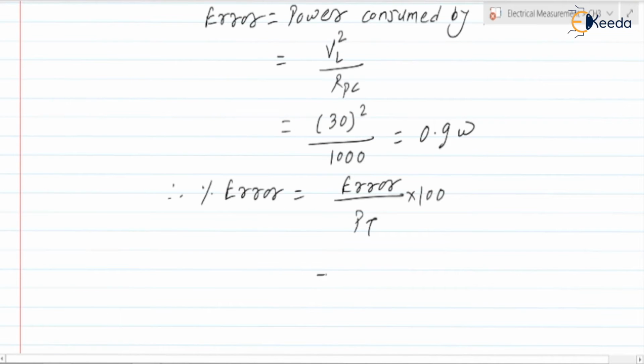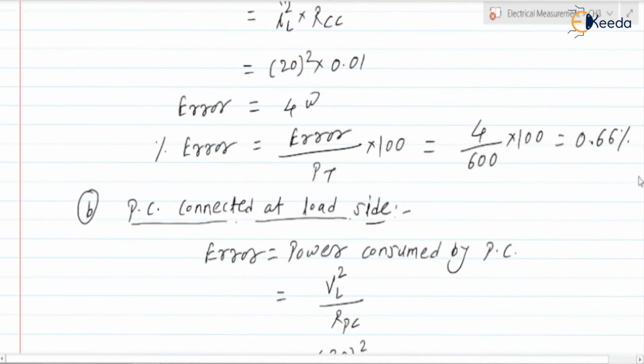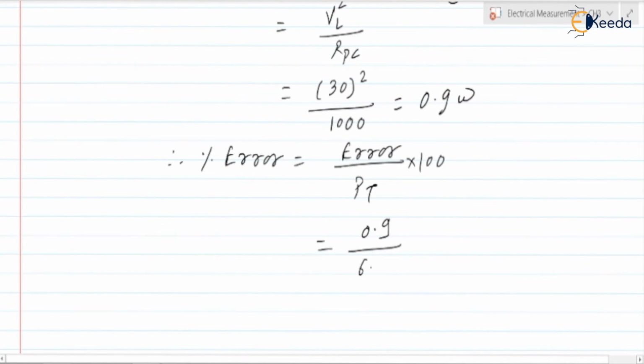So it is equal to 0.9 divided by, what is the true power? True power is 600, into 100. So it is equal to 0.15%. This is the percentage error.